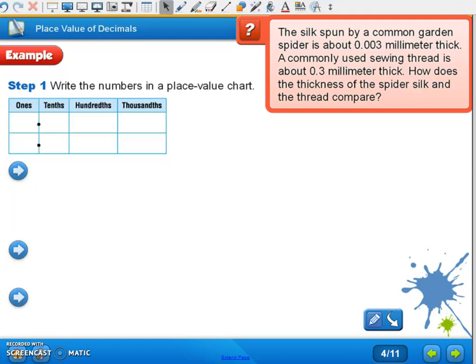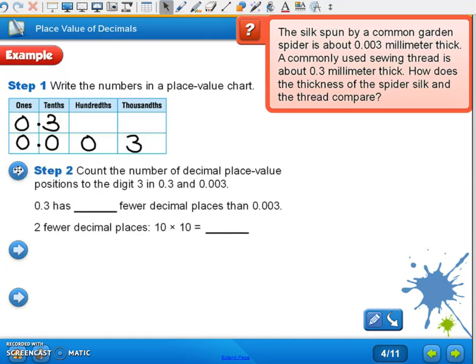It says, how does the thickness of the spider silk and the thread compare? Write the numbers in the place value chart. So we're going to write first the common thread. It said it was 3/10. And then the spider silk is 3/1000. Everybody got that?